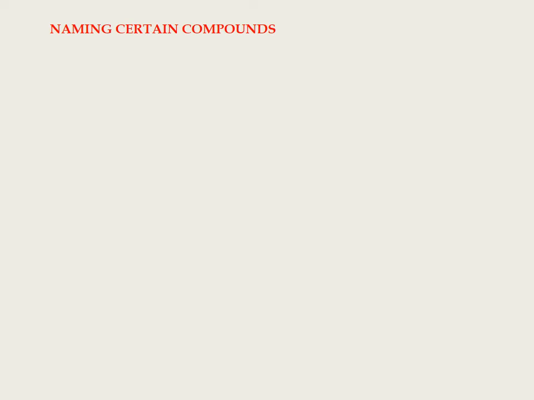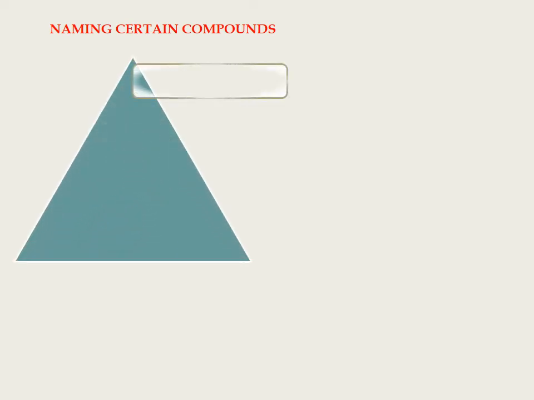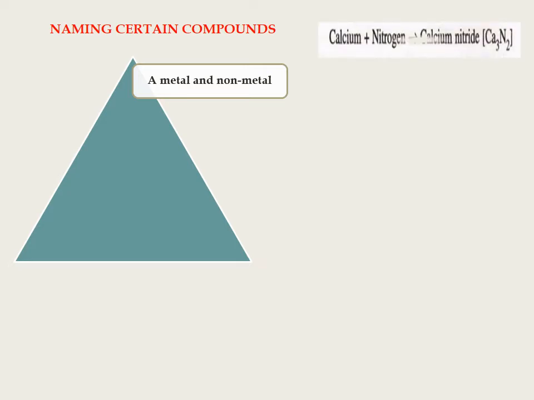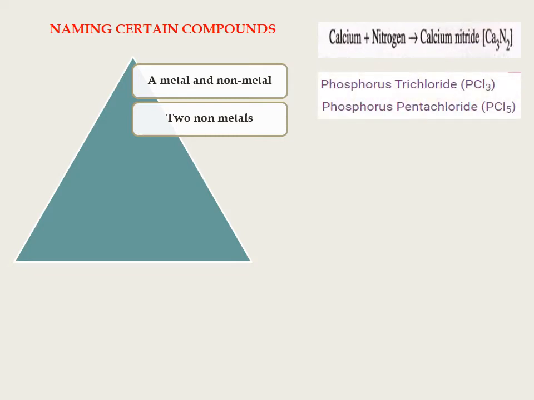Naming certain compounds, a metal and a non-metal. The metal is written first, followed by the non-metal, and the suffix ide is added to the non-metal. For example, calcium plus nitrogen gives calcium nitride, Ca3N2. Two non-metals: the prefix tri or tetra or penta, etc. is added as the case may be to the second non-metal. For example, PCl3 is phosphorus trichloride and PCl5 is phosphorus pentachloride.